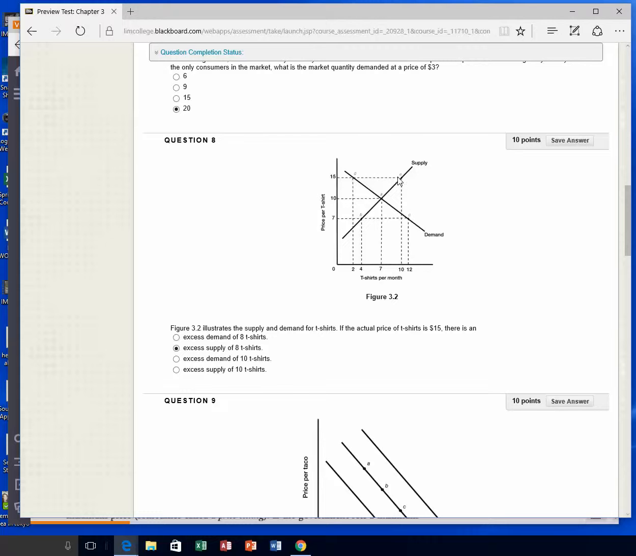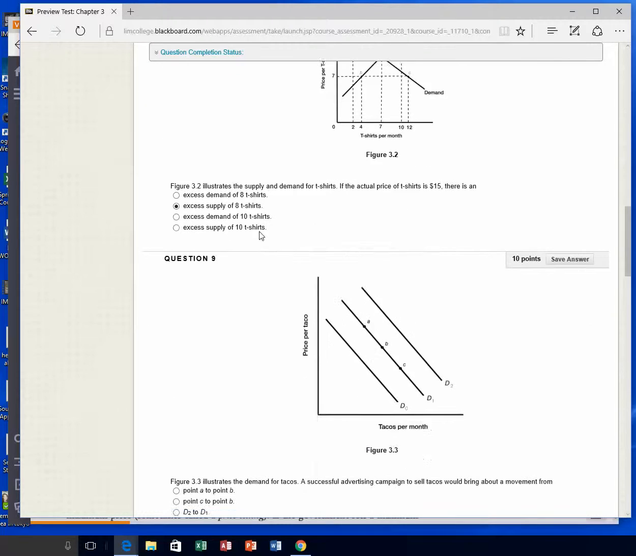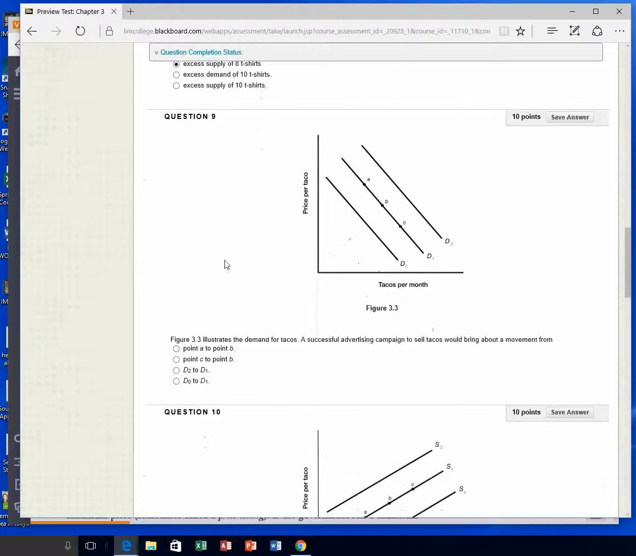And again, if there's excess supply and no one's buying my t-shirts, I would tend to cut the prices to sell them. And it would eventually go back to point A, where it's $10 a t-shirt. That's kind of how these supply and demand imbalances work.